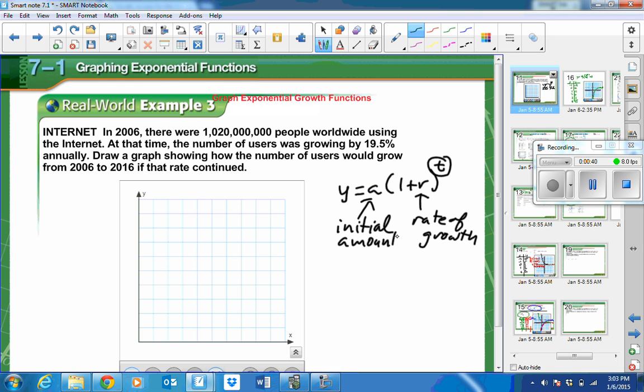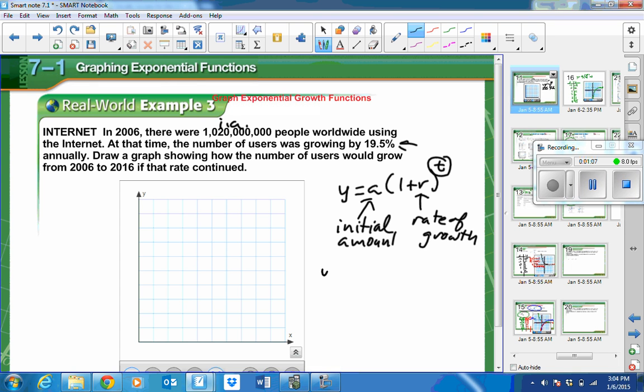So in this problem, it says in 2006 there were 1,020,000,000 people worldwide using the internet. At that time, the number of users was growing by 19.5% annually. So we've now identified our initial amount as the 1,020,000,000 people, and we also have our rate of growth, which is 19.5%.